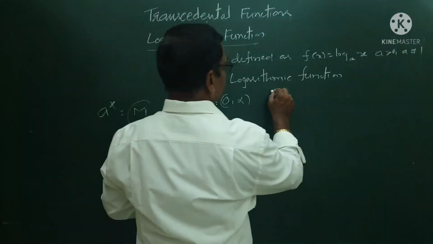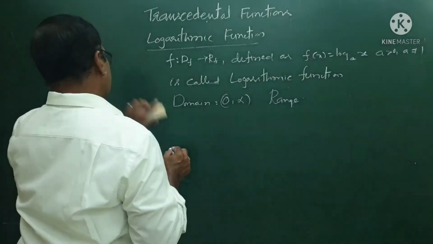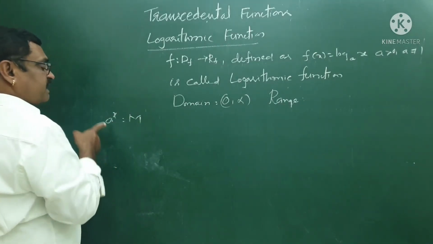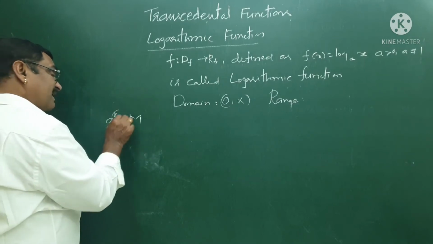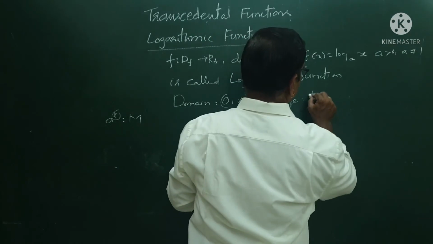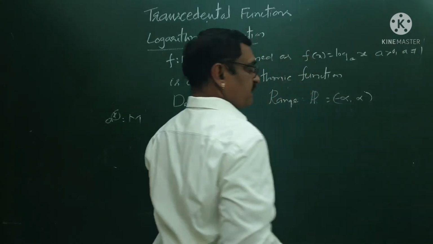Then we go to range. Now, what is the domain of the exponential function? The domain of the exponential function is the real number set. Therefore, the range of the logarithm function is the real number set. That means negative infinity to positive infinity.